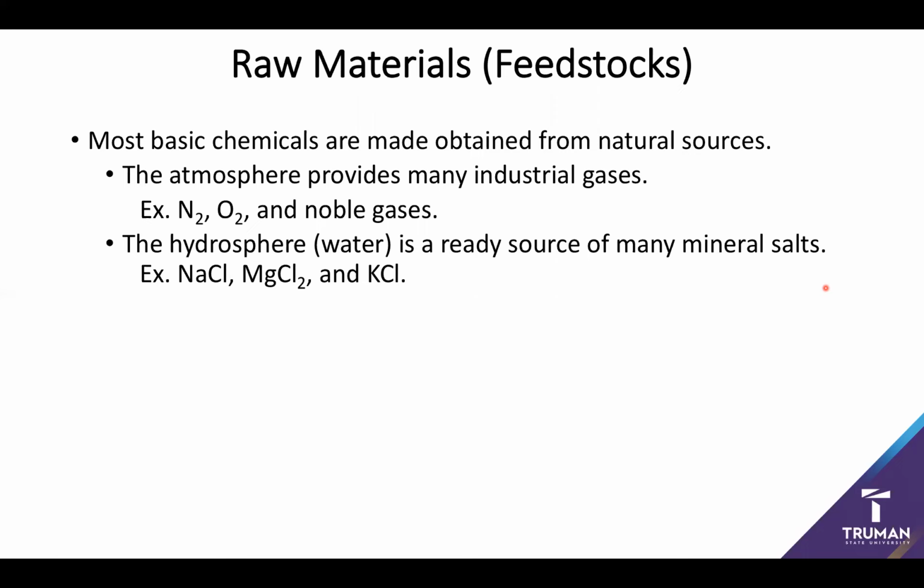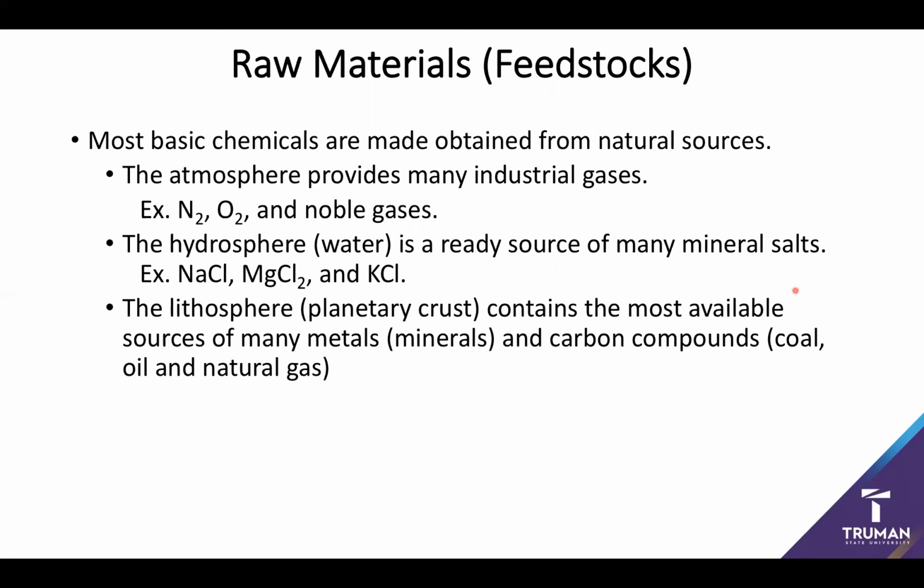But as things tend to be, we often focus on the lithosphere, which is going to be the planetary crust. This is a good source of a lot of minerals, metals, in the form of minerals such as bauxite, which contains aluminum, and hematite, which is a good source of iron. But there's also many more available.